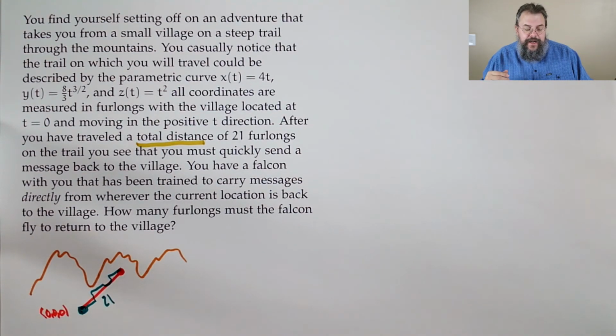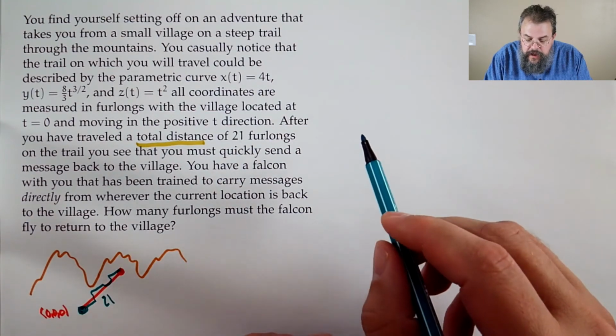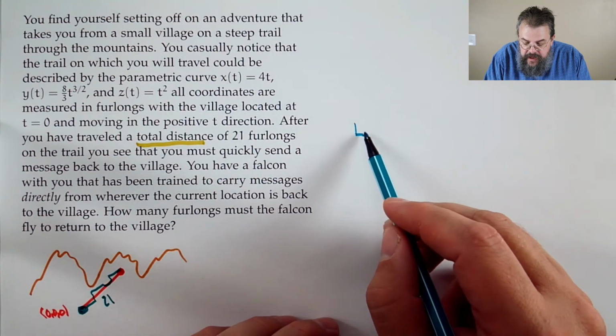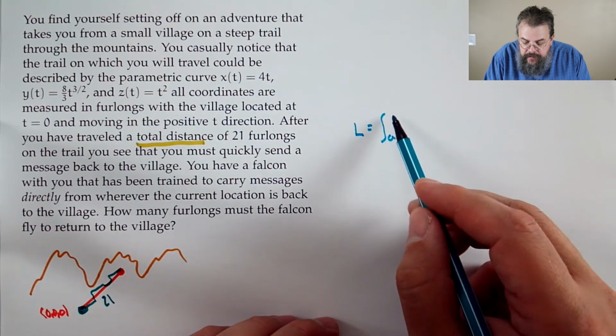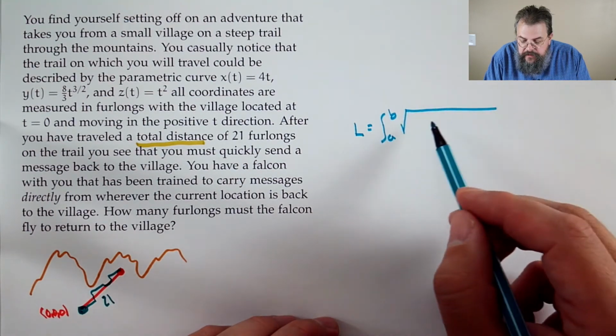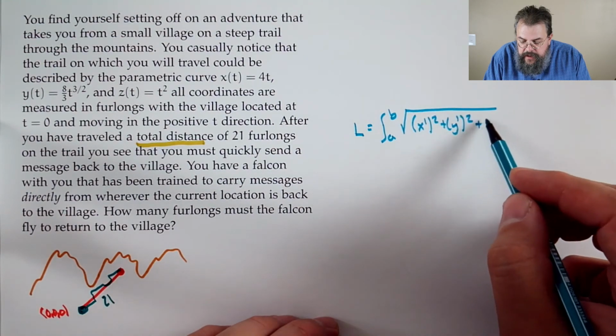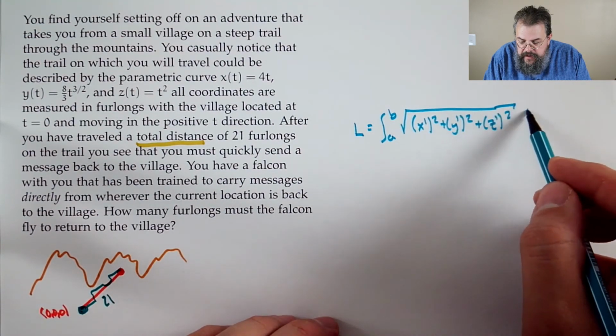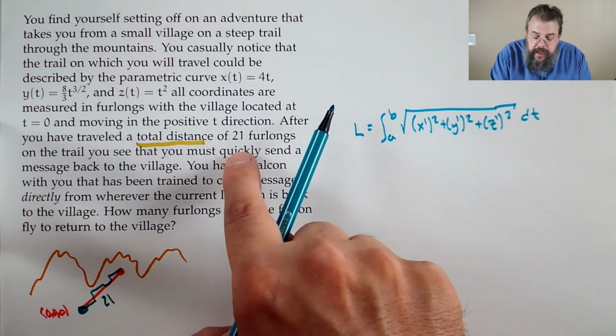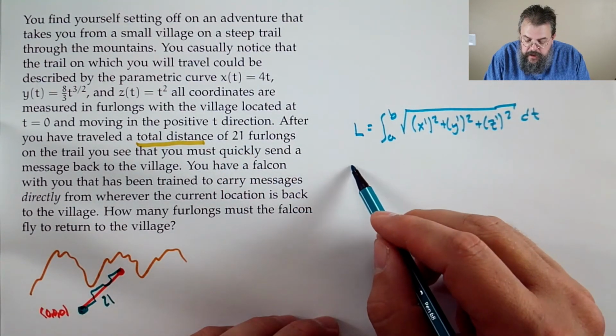So we're trying to figure out how far we have traveled. Well, we actually know the exact answer. We know our distance is 21. So normally we say our length is adding up from a to b, the square root of x prime squared plus y prime squared plus z prime squared dt. But we know our length, that's 21.